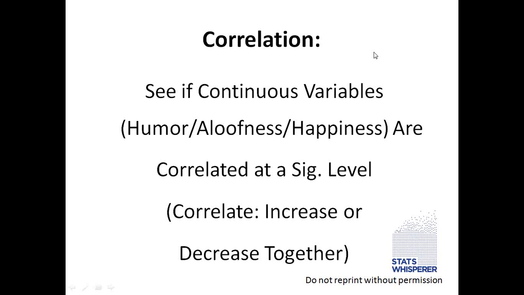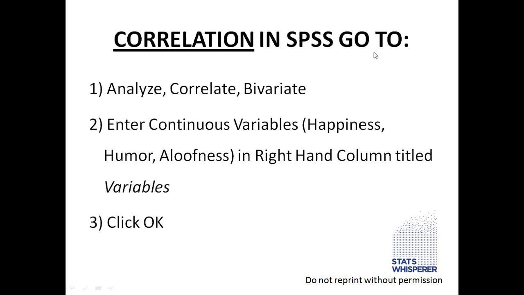Or they could decrease. It could be a negative relationship where it could be aloofness, right? So as your level of happiness goes up, your level of aloofness goes down, right? There's a negative relationship. So the more happiness, the less aloofness. But the more humor, the more happiness, right? Let's illustrate this in statistics. It'll be easier to see.